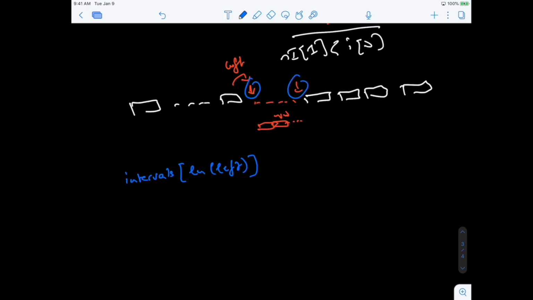Now to find this last overlap, this is just, so this is all the intervals are here.